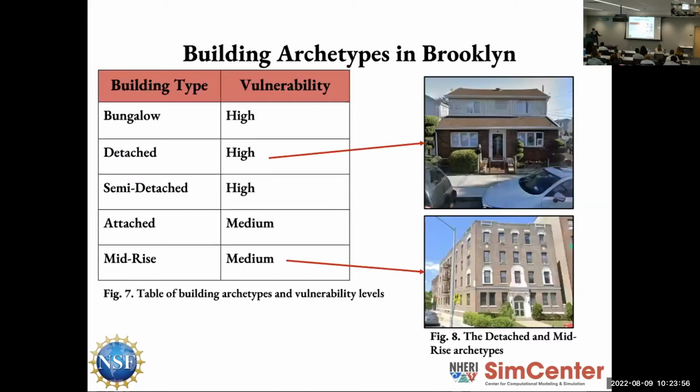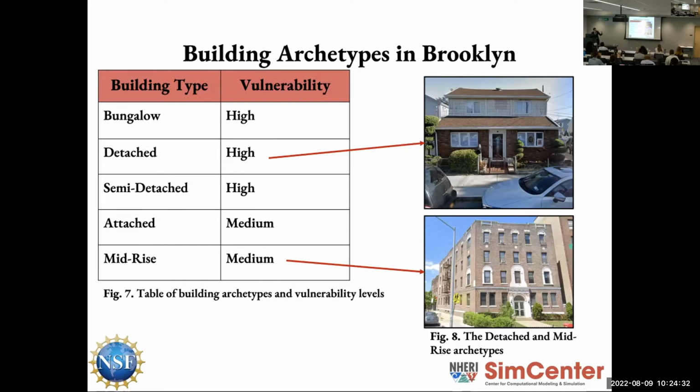All right, so to simplify the damage assessment, there's obviously a large range of buildings in Brooklyn. We kept to residential structures and used these generalized building archetypes, which were the bungalow, detached, semi-detached, attached, and mid-rise. Here you can see on the top that the detached is just a normal single-family home, wood frame, very low elevation, so it can very quickly lose its dwelling unit and its utilities, giving it a very high vulnerability in our damage assessment.